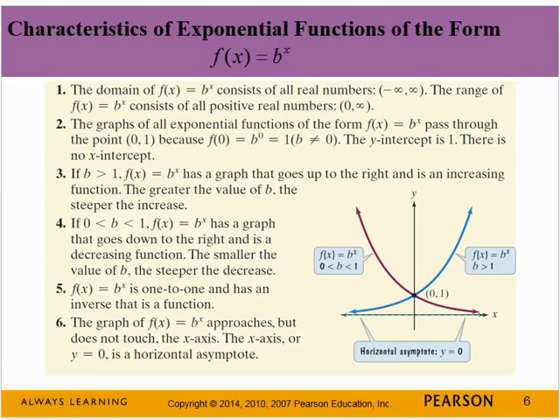So if b is greater than 1, then the graph goes up to the right and is increasing. The greater the value of b, the steeper the increase. If b is between 0 and 1, the graph goes down to the right and is a decreasing function. The smaller the value of b, the steeper the decrease. The graph of f of x equals b to the x is one-to-one and has an inverse that is a function. The graph of f of x equals b to the x approaches but does not touch the x-axis. The x-axis, or y equals 0, is a horizontal asymptote.